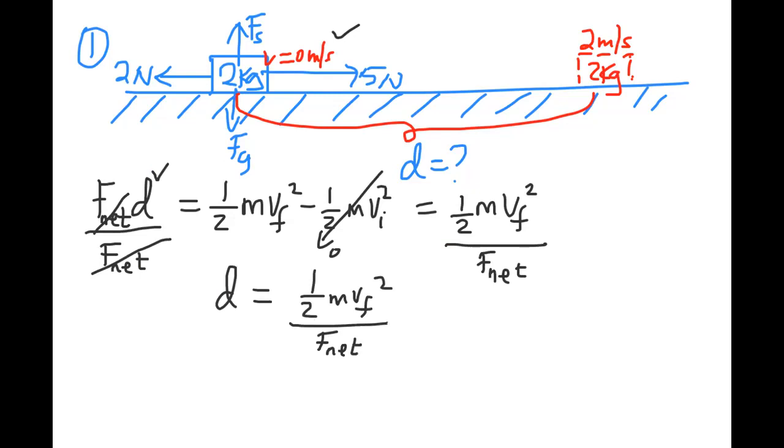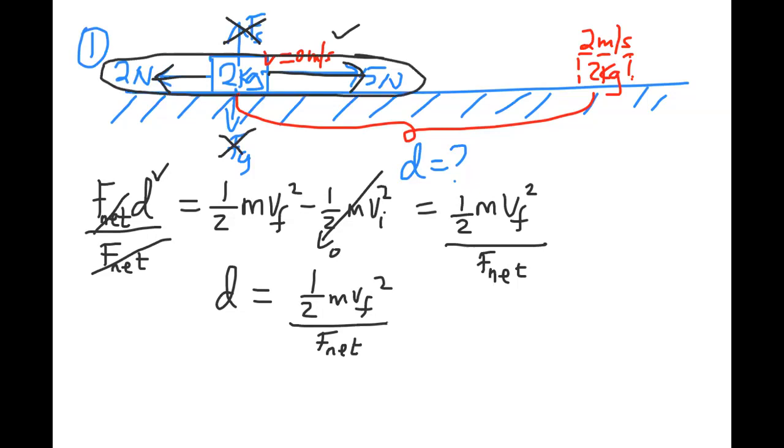By the way, we see here that the net force can be calculated because we have 5 newtons to the right and 2 newtons to the left. The support force cancels with gravity. They are balanced out. We only have 3 newtons as our net force. So 3 newtons is our net force.